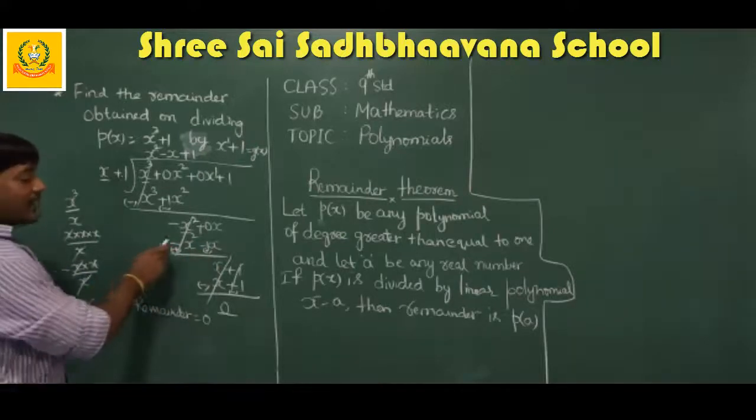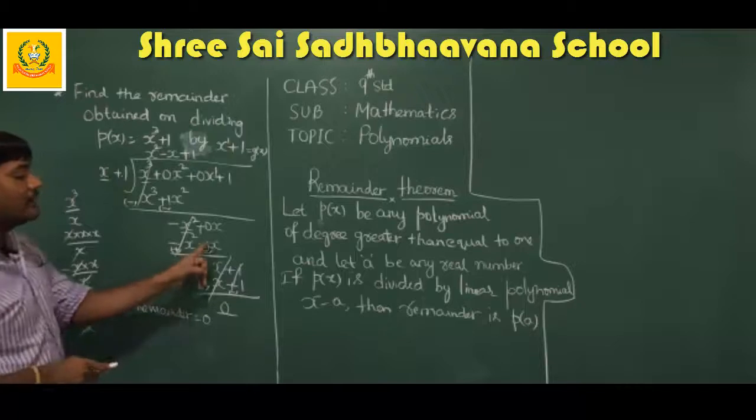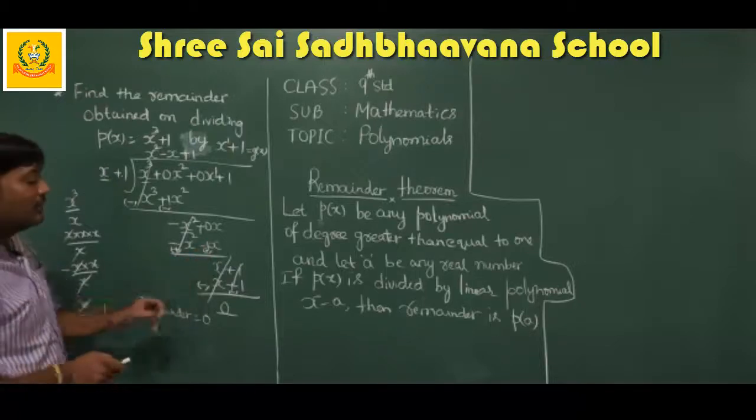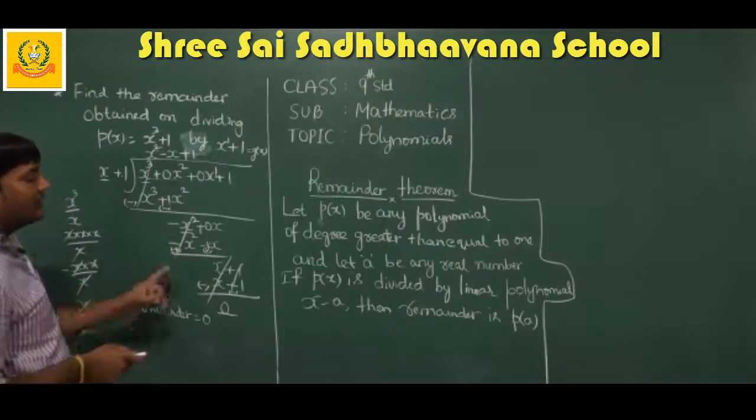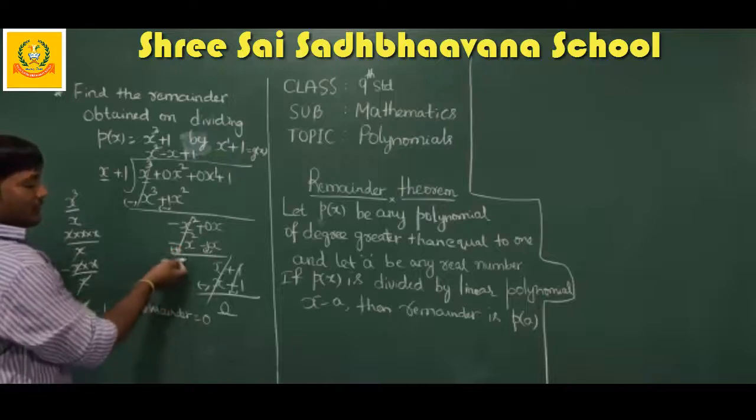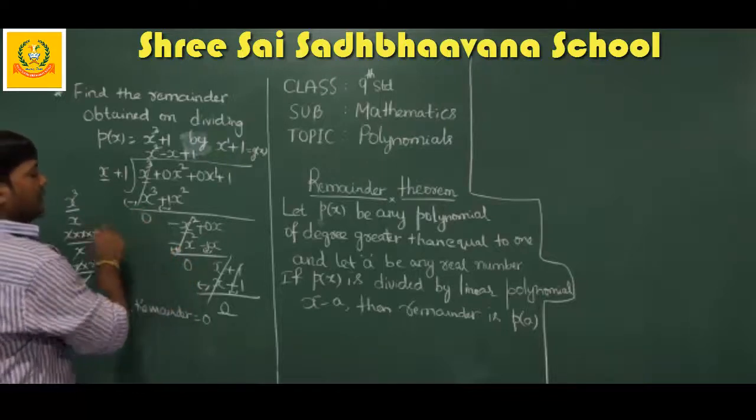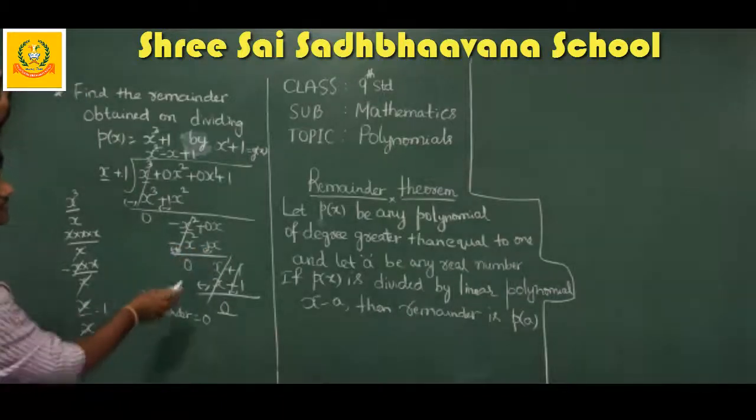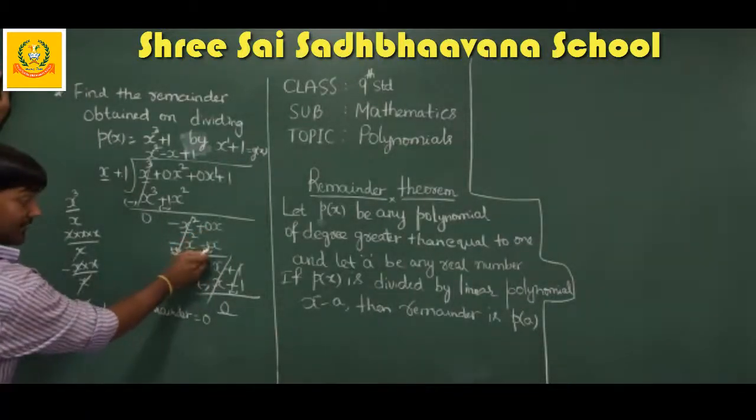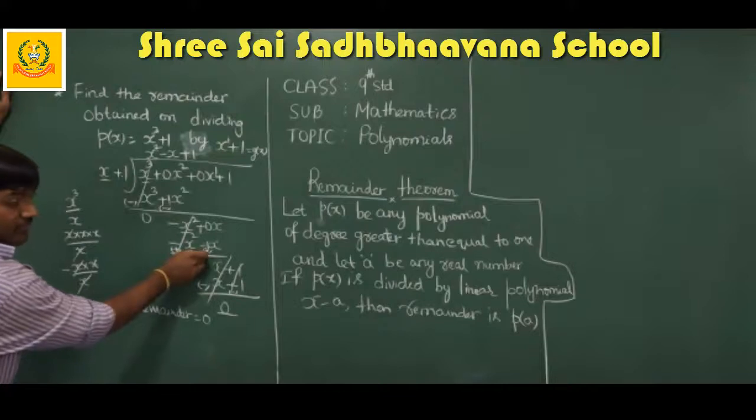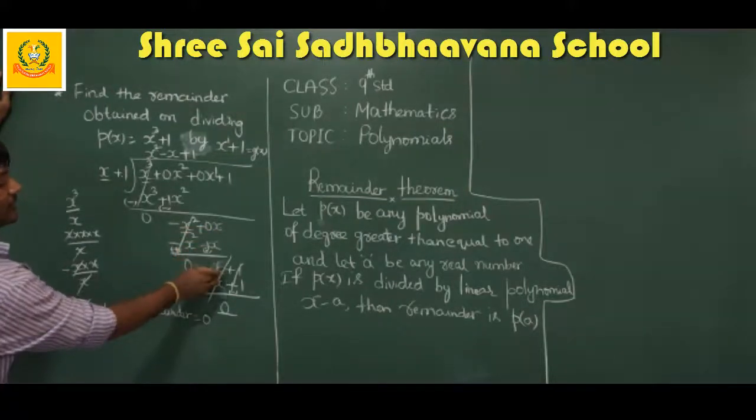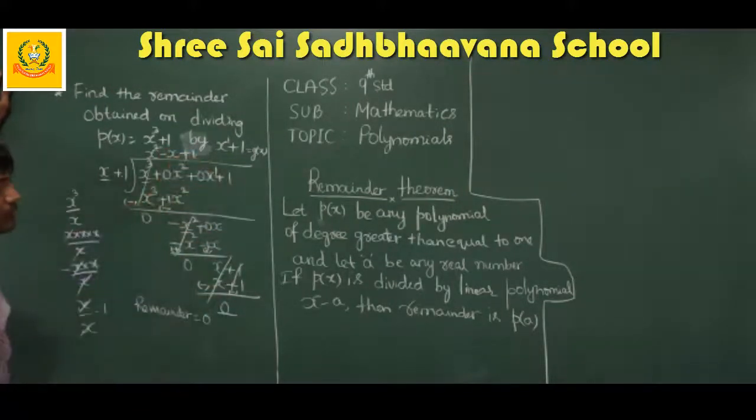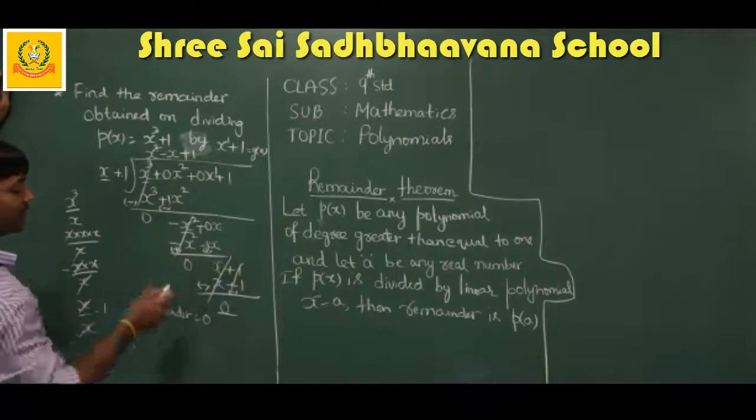So signs will change. Minus x square will become plus. Again minus x will become plus x. So x square minus x square plus x square will be 0. I am not writing the 0 actually. You can write it also. And 0x minus 1x, which is 0x plus 1x. See, this change of sign you have to take. 0x plus 1x is x, and you just take 1 down. So you will be left with x plus 1.